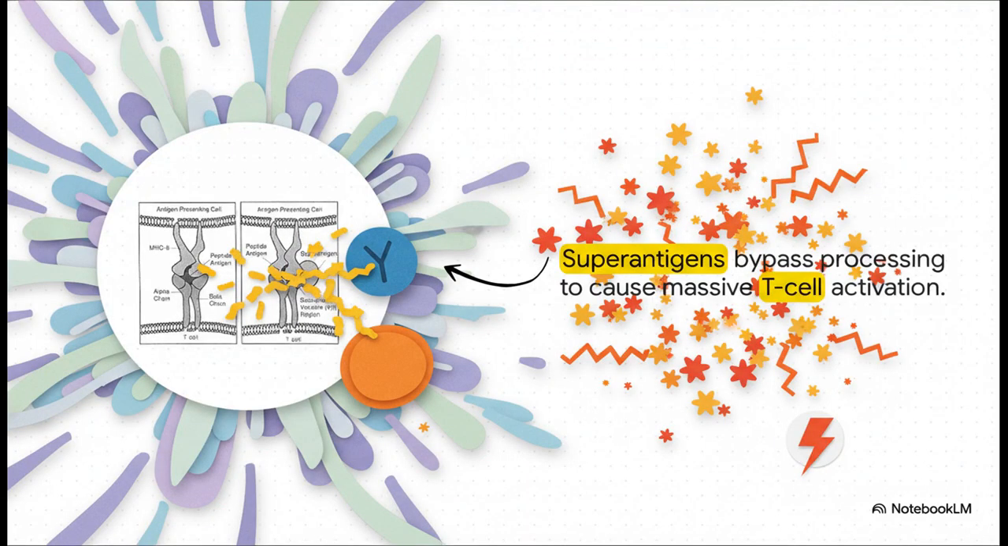Now, superantigens are a whole different beast. Normally, an antigen gets carefully chopped up and presented inside the little groove of an MHC molecule. But superantigens completely bypass that normal intracellular processing. They are bacterial proteins that just latch directly onto the outside of both the MHC Class II molecule on the antigen-presenting cell and the T-cell receptor. This causes a massive, totally nonspecific activation of T-cells. We're talking a dangerous, systemic release of cytokines. It's basically an immunological short circuit, and it can throw a patient right into severe shock.